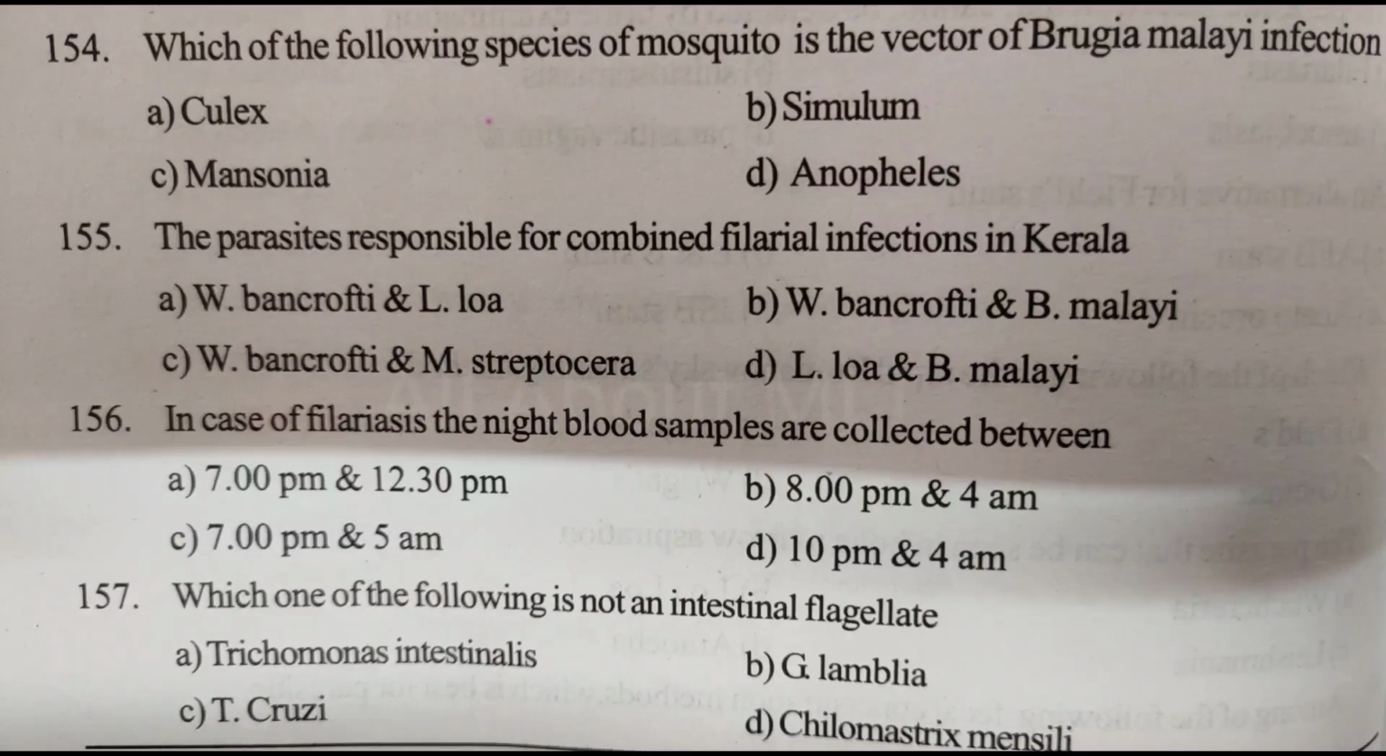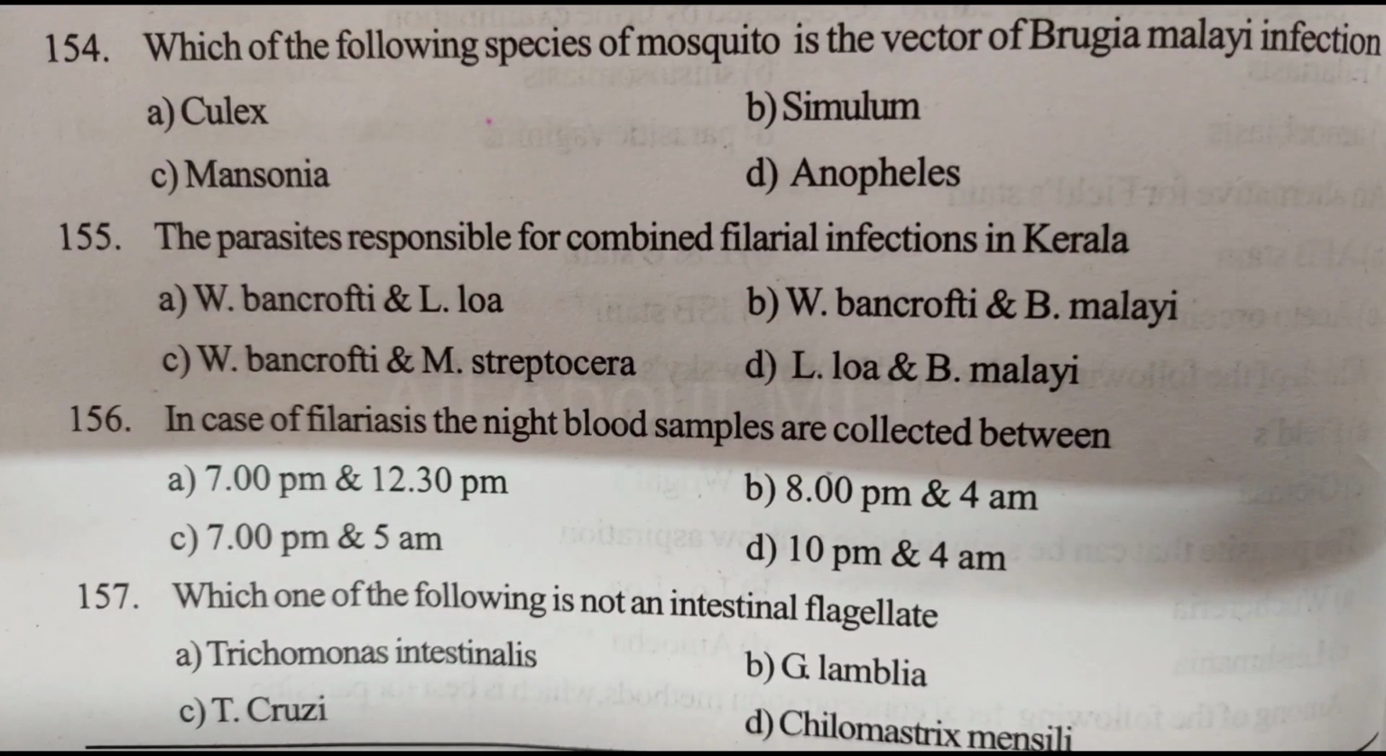Which of the following species of mosquito is the vector of Brugia malayi infection? Option A, Culex, option B, Simulium, option C, Mansonia, option D, Anopheles. Answer is option C, Mansonia.